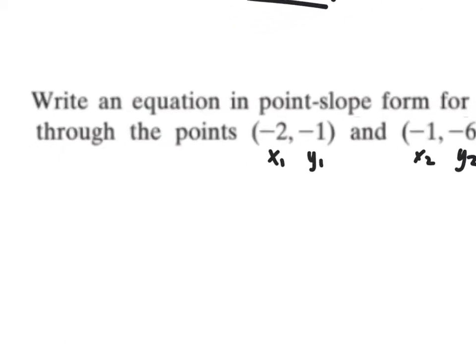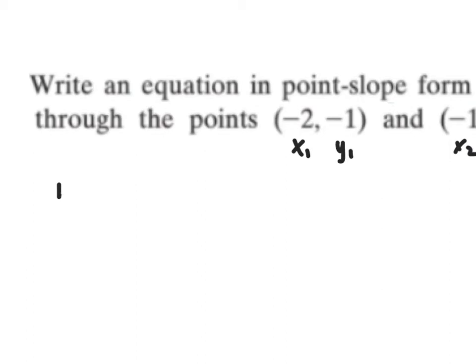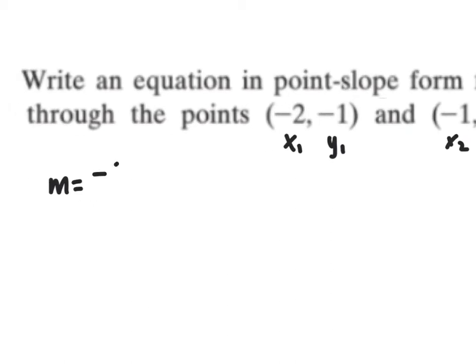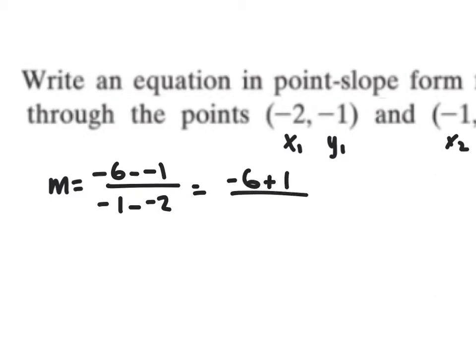So what I'm going to do is this. Let's first find our slope. We have to do that because we're only given 2 points. I'm going to do negative 6 minus negative 1 over negative 1 minus negative 2. That's going to give me negative 6 plus 1 divided by negative 1 plus 2. Negative 6 plus 1 is negative 5, and negative 1 plus 2 is 1. So my slope value is going to be negative 5, and that's my slope.